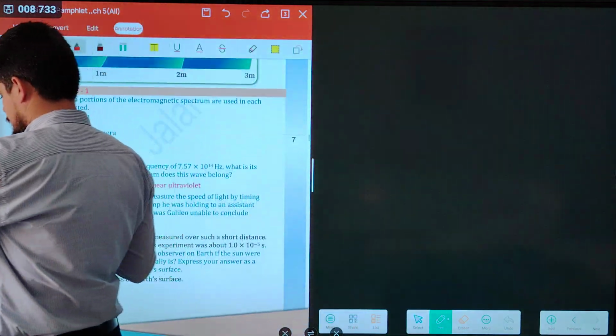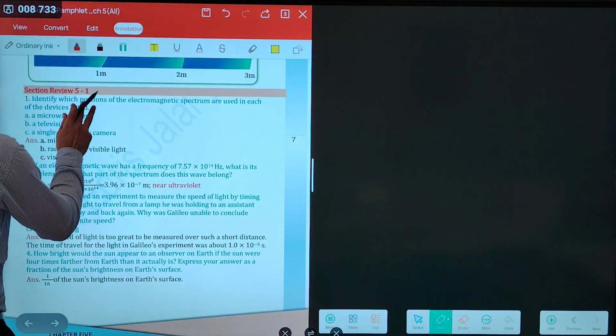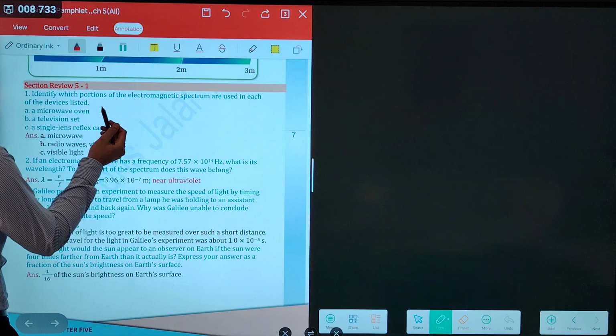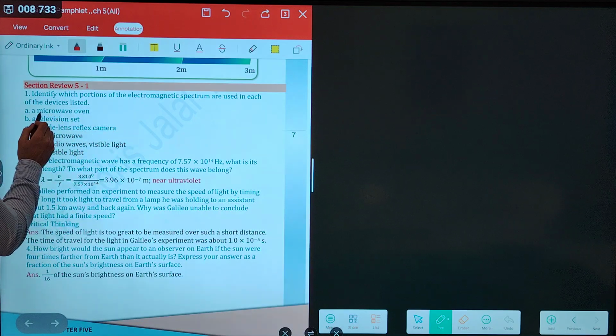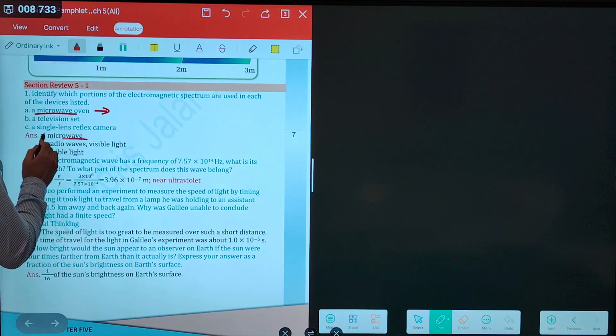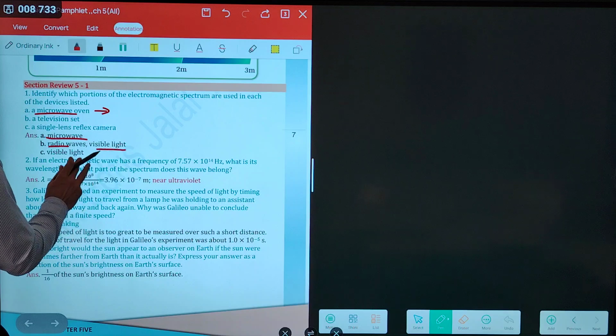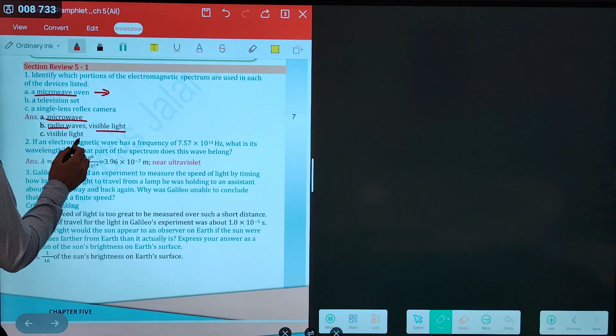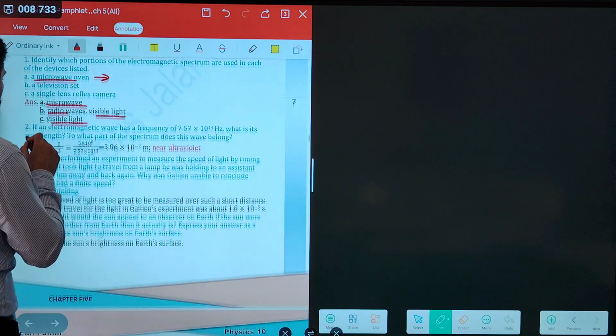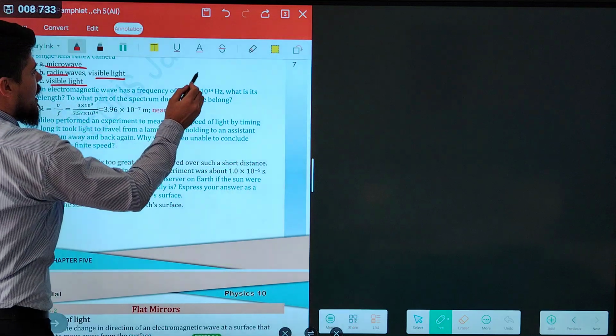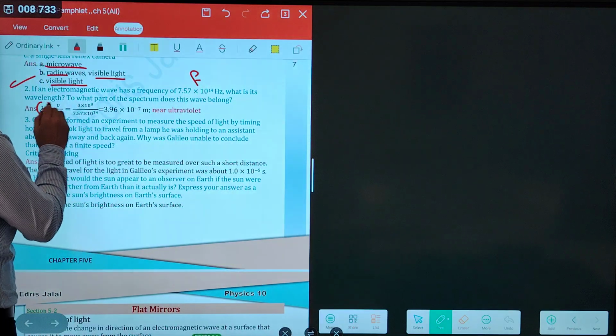Look, section review 5.1. Identify which portion of the electromagnetic spectrum is used in each of the following. Microwave oven is microwave. Television set, radio wave. Visible light. Single lens reflex camera, visible light. Question 2, it's very easy. We have the frequency, we have to find the wavelength.